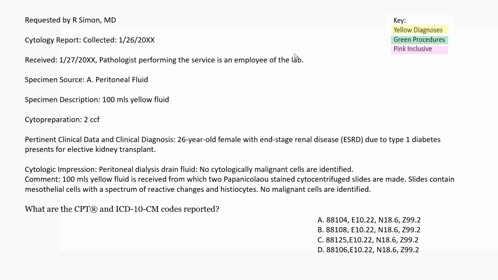Okay, coders, and that is the time. And how are you feeling about coding the pathology and laboratory scenarios? What do you think? How is it going?